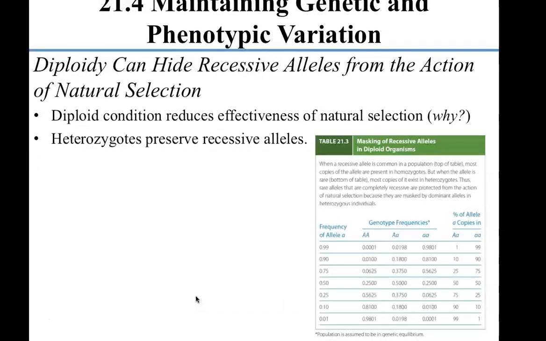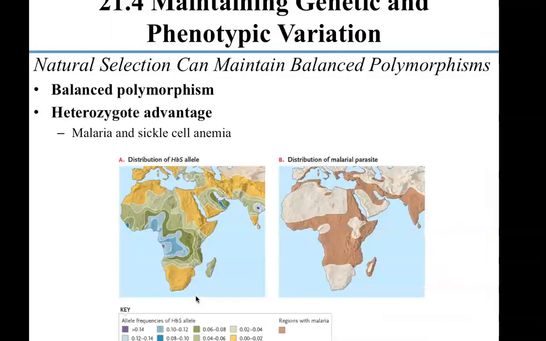And then wrapping things up, sometimes, let's just go to the second one. Sometimes heterozygotes can preserve recessive alleles. So I tell you what, now let's just skip this. Let's just go to this.